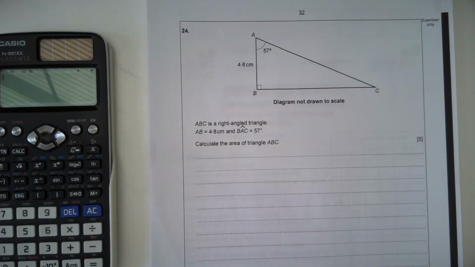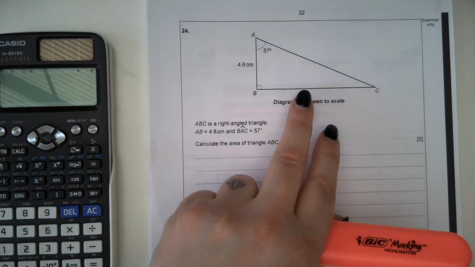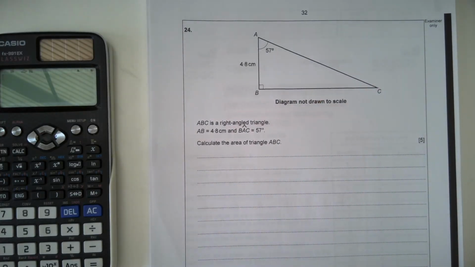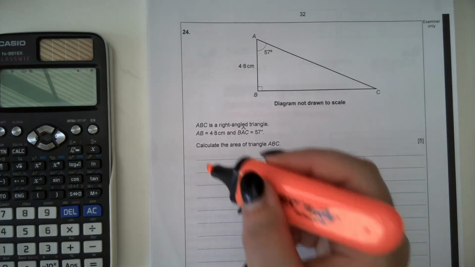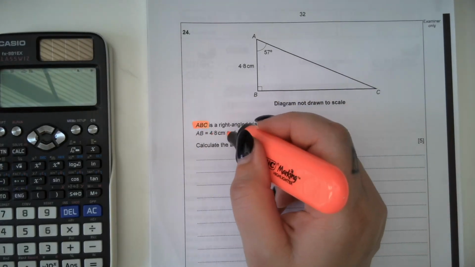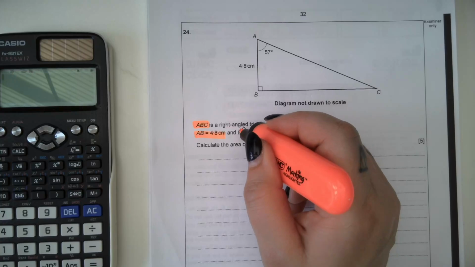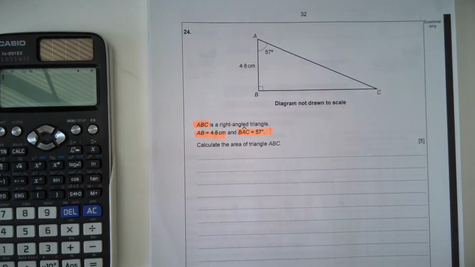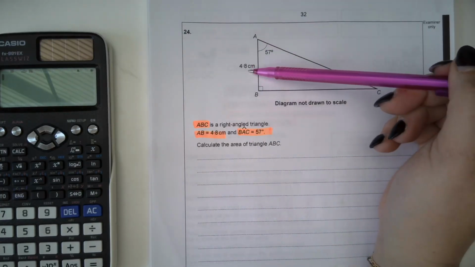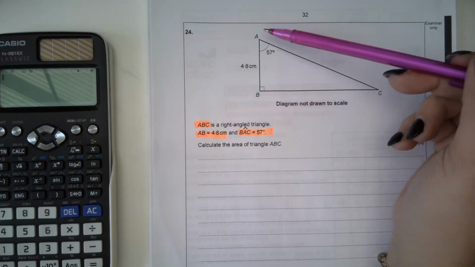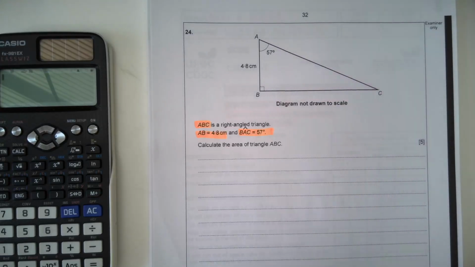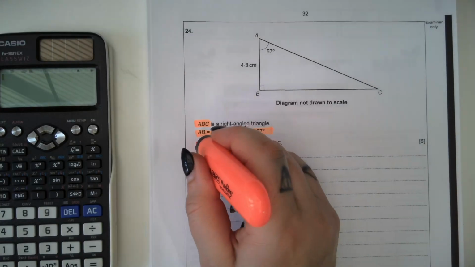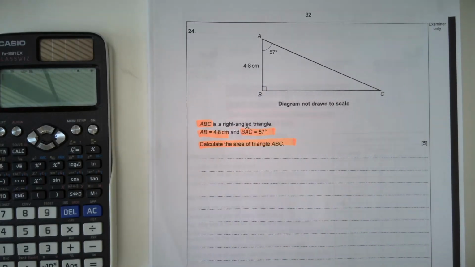Question 24. So we've got a right-angled triangle and it tells us the diagram's not drawn to scale, so we can't measure anything directly from it. ABC is a right angle triangle. Wonderful. AB equals 4.8 centimetres and the angle BAC is 57. So AB is 4.8, labelled for us, and the angle BAC is 57. That's also labelled for us. We need to calculate the area of the triangle ABC.